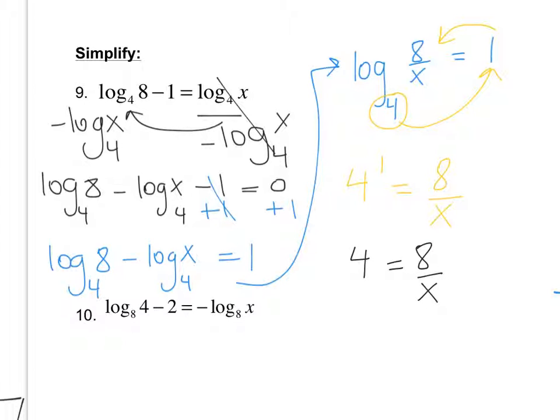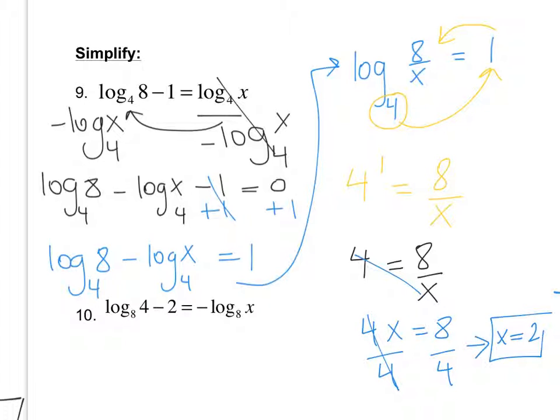Now what you can do is cross multiply. So 4x equals 8. And then you divide both sides by 4 and you get that x is equal to 8 divided by 4, which is 2. That is the answer. Now remember, you can do log base 4 of 2, find that, and then do log base 4 of 8 minus 1, find that, and these should be exactly the same answer. This is how you do number 9.